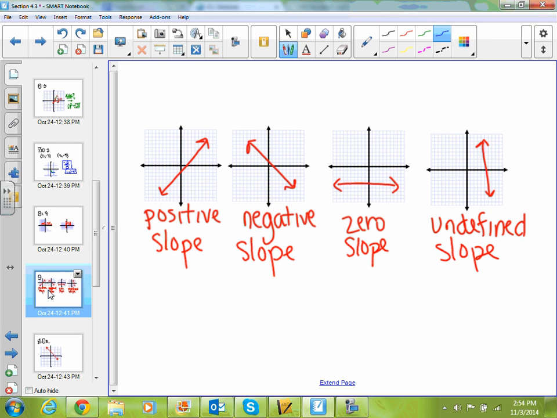Alright, and then the last thing that we need to know about slope is how to identify if it's positive, negative, 0, or undefined. So if it's going up from left to right, then we say that it's positive. If it's going down from left to right, we say it's negative. If it's a completely flat horizontal line, it's 0. And if it's a completely vertical line, then it's undefined. So anytime you see a flat line, you know it's 0. Every time you see a vertical line, you know it's undefined.